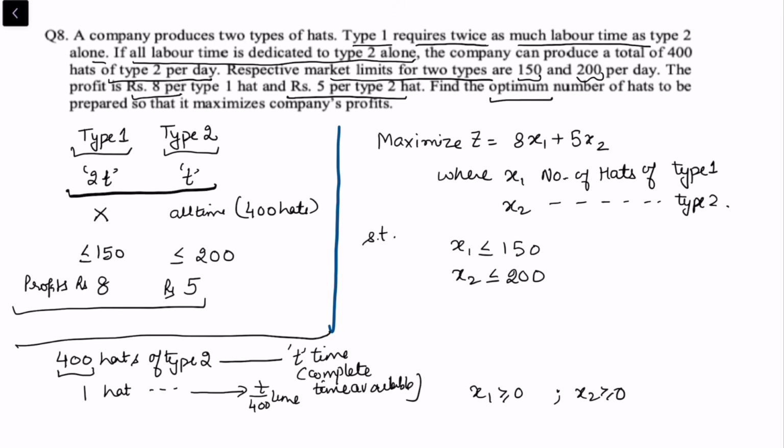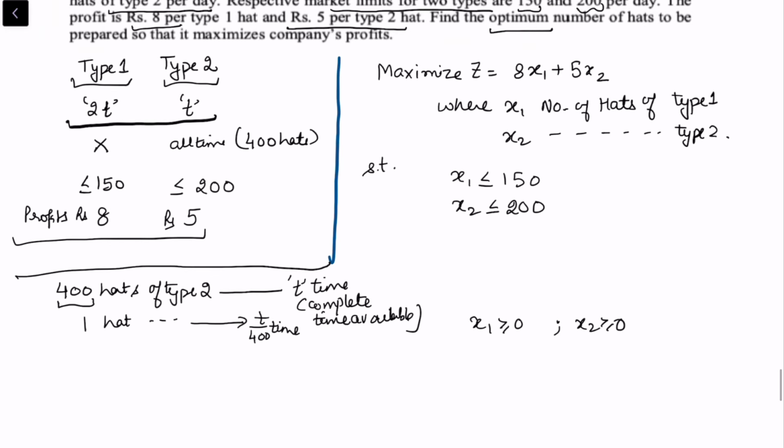So I have calculated the time of one hat, and we want to build x2 hats. We want to produce x2 hats of type 2. So it will take the time t by 400 into x2. So this is the time taken by the x2 hats which have to be produced for type 2.